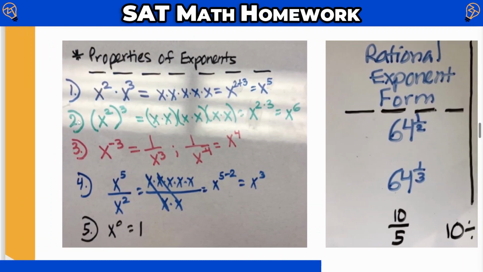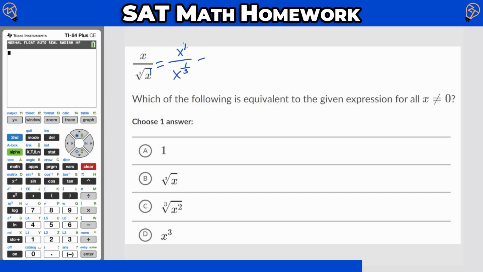So here we have 5 different properties. The one that we're dealing with is property number 4, where you're doing a quotient of powers. And so you rewrite the base and subtract the exponents, top minus bottom. So when we do 1 minus 1/3, you could just do it in your head if you're comfortable with your fractions. For example, changing 1 to 3/3, and 3/3 minus 1/3 is 2/3.